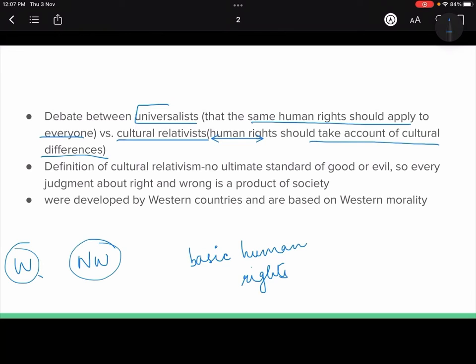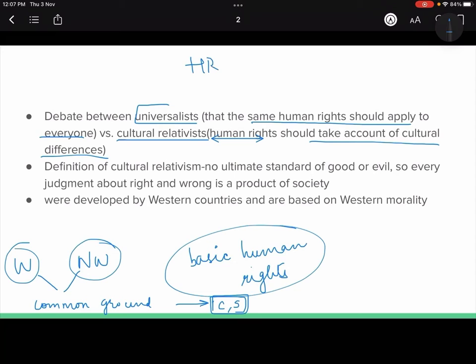So now how will you come to a common ground on what basic human rights should have, right? Because everybody makes an ideology based on its own culture, in its own society. So how are you going to take that culture, society out of your perspective when you're making these basic human rights? So you can say that the question was human rights and cultural relativism. So you can also write about this debate that human rights and cultural relativism are connected to each other through the debate between the universalist and cultural relativist.